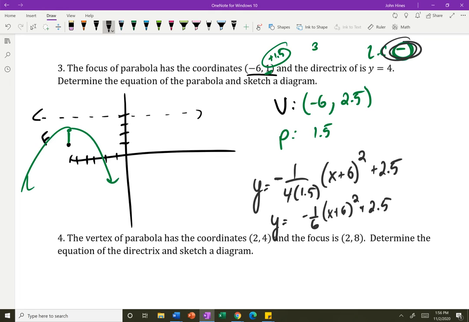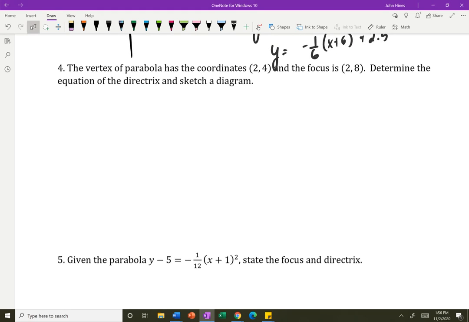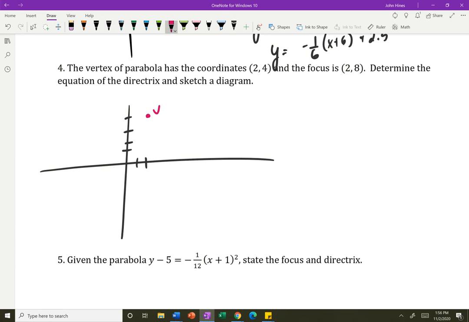Good? Hopefully that is good. So again, we find the vertex by finding who's in the middle, and then we find the focal length by seeing how far apart the focus is from the vertex. Well, let's work a little backwards here. I'm given the vertex, which is 2, 4, and the focus is 2, 8. So the focus is all the way up there.